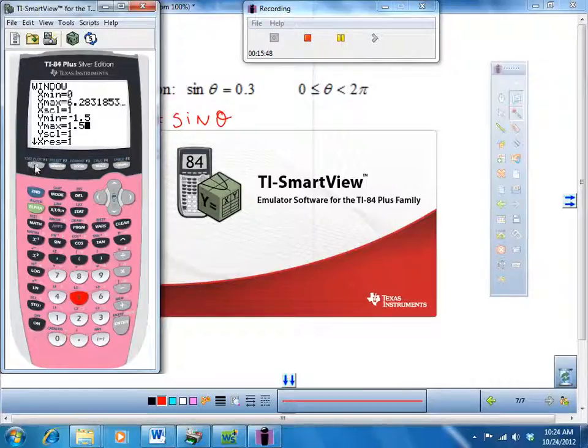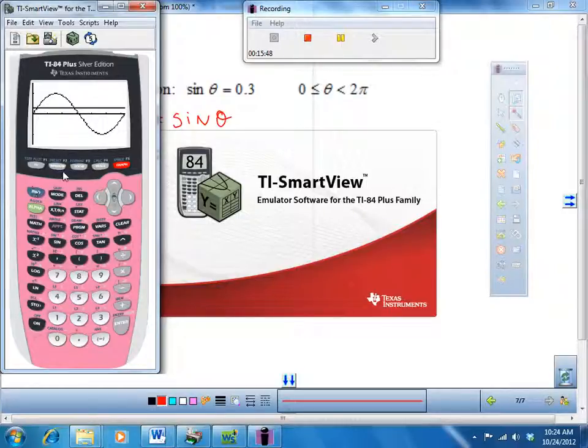Okay? And then I go to my y equals, and then I hit clear, and then I put in my first function, sin theta, which is now x, right? Sin x. And y2 is going to be 0.3. And then hopefully if I set up everything correctly, if I hit graph, I get my sine graph between 0 and 2 pi, and then I get my y equals 0.3 graph. And then I see where those cross. Do you all know how to do that?